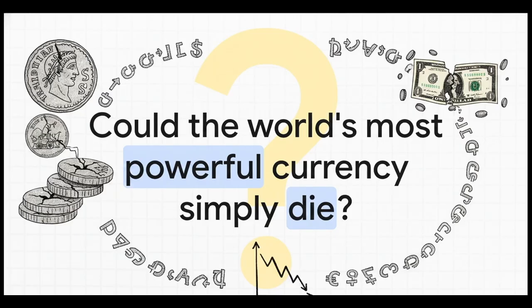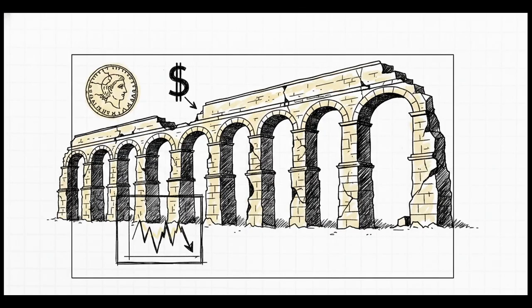But this is not just some abstract thought experiment. It's not an experiment because it has happened before. The fall of the Roman denarius, which was basically the US dollar of its day, gives us a direct, step-by-step pattern. And if you're studying economics or history, this is one of those patterns you absolutely need to understand. It's the blueprint for how a currency empire can completely unravel.